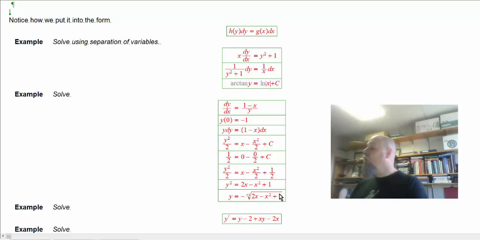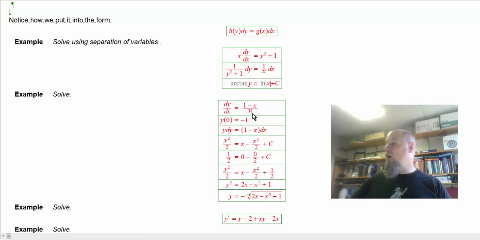Now why can't it be both? Well, let's think about it. If y starts out negative when x is equal to 0, and they tell me that's the case, when x is equal to 0, y is equal to minus 1. If it starts out as negative and it somehow becomes positive, then it must be 0 somewhere in between where it's negative and where it's positive. But y cannot be equal to 0, because if I go back up to here, that'll give me an infinite y prime. I'd be dividing by 0, so we're actively choosing the negative as an explicit solution. It's a small picky point, but it's important.